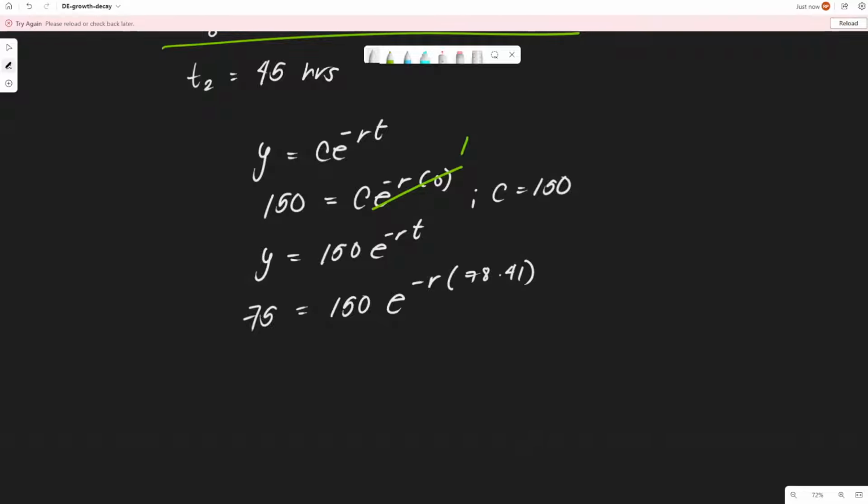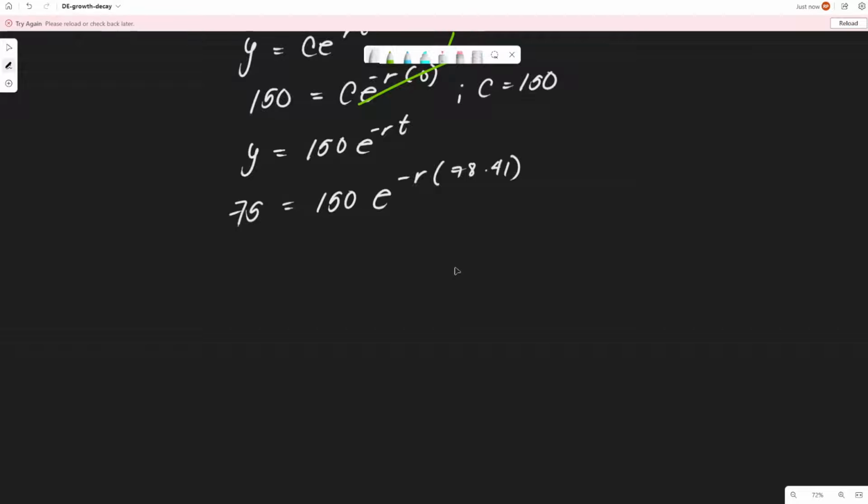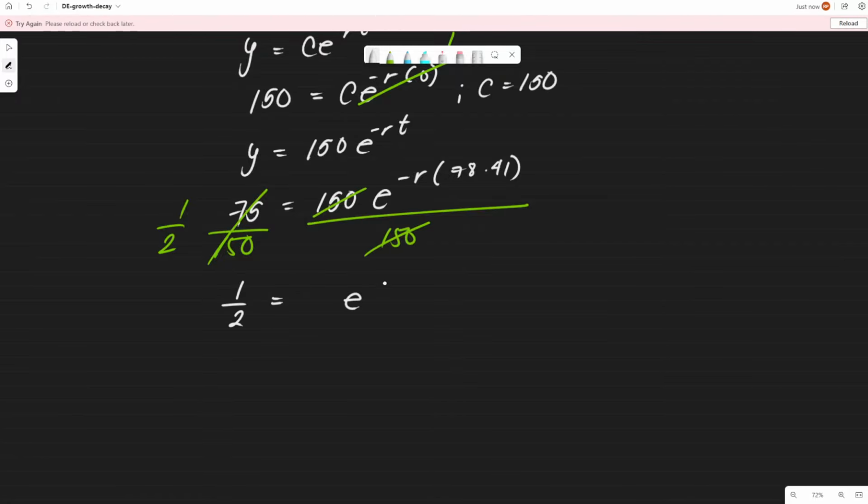So how are we going to manipulate this equation? You need to show how you manipulated this one, because otherwise your answer might differ. Let's divide both sides by 150. This cancels, then 75 over 150 is simply 1/2. Rewriting the equation, we have 1/2 is equal to e raised to negative r times 78.41. Then let us apply the ln property. Sir, why are you applying the ln property? Because remember, guys, ln of e is equal to 1.